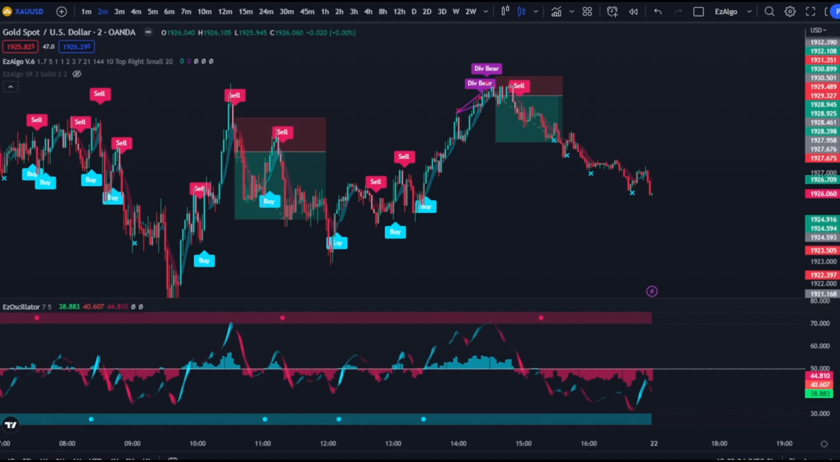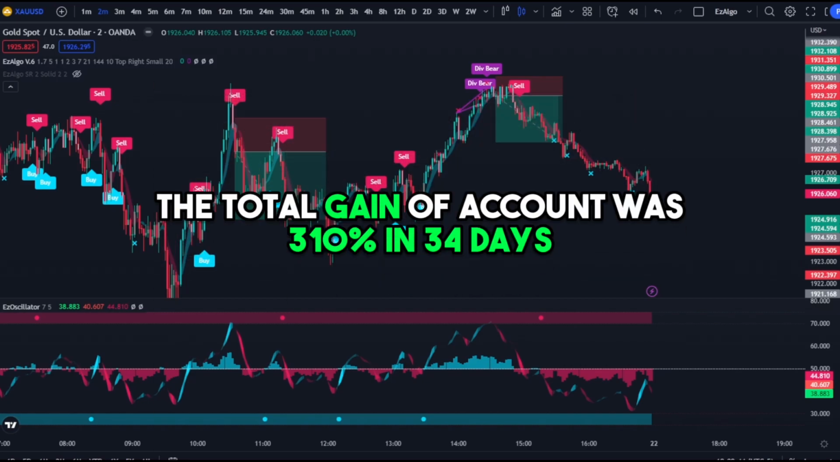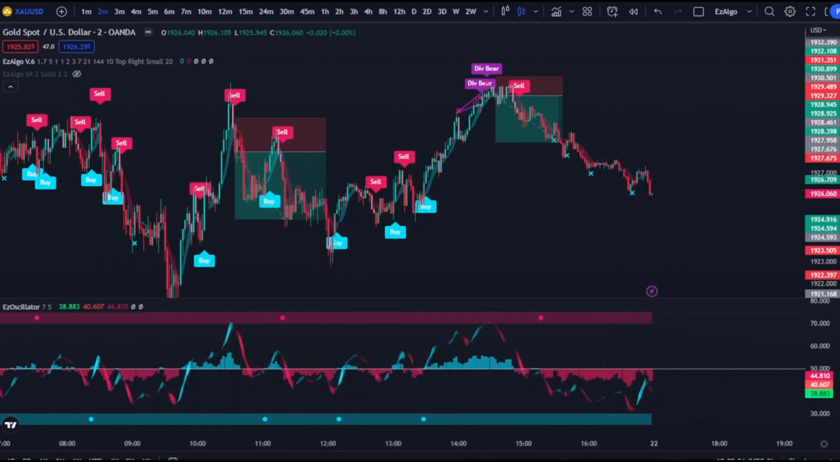Assuming you're trading a high-risk account, which is what I'd recommend for low time frame scalping, at a 5% risk per trade, the total drawdown was 15%, and the total gain of account was 310% in 34 days. Starting with a balance of $1,000, you turn into roughly $4,100. Now keep in mind, this is before fees and spreads, so really it's probably around $3,500, which is still absolutely insane. This is definitely one of my favorite scalping strategies.